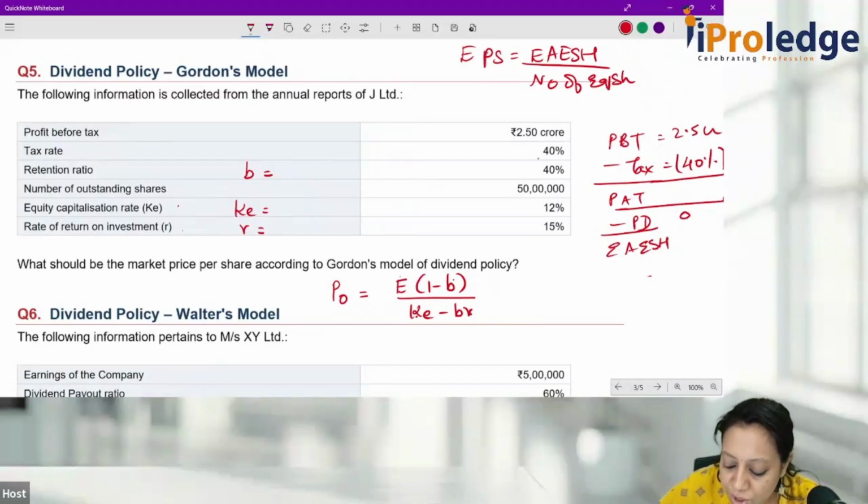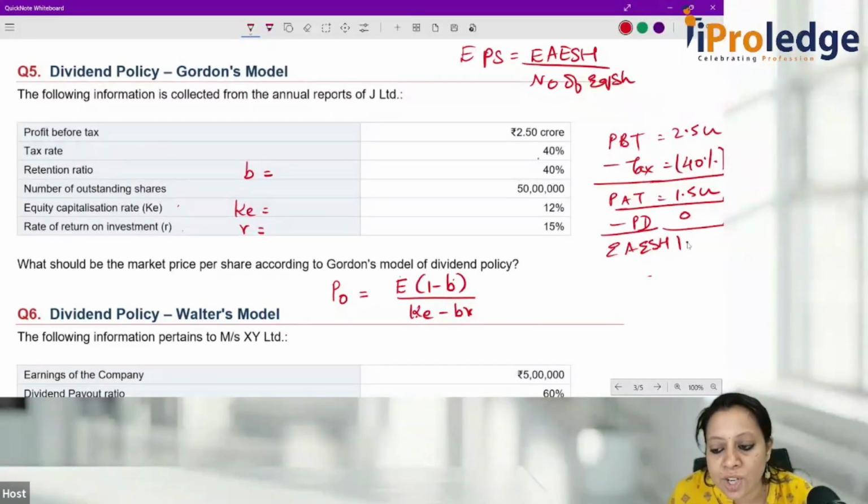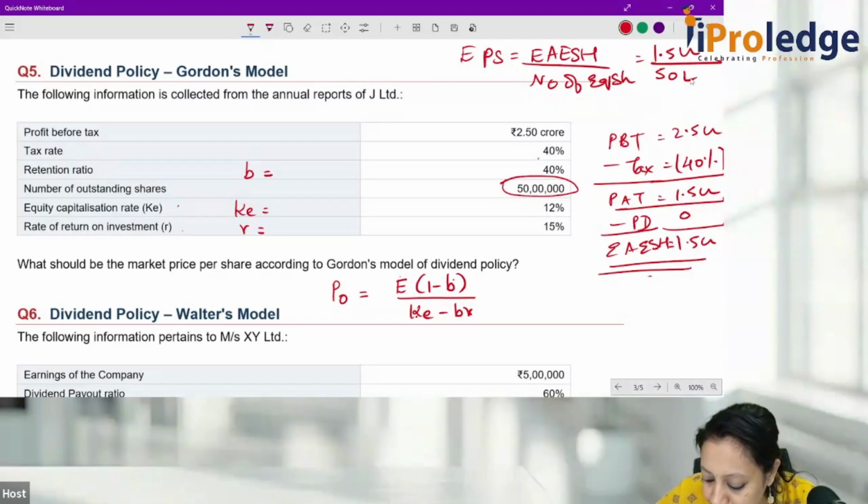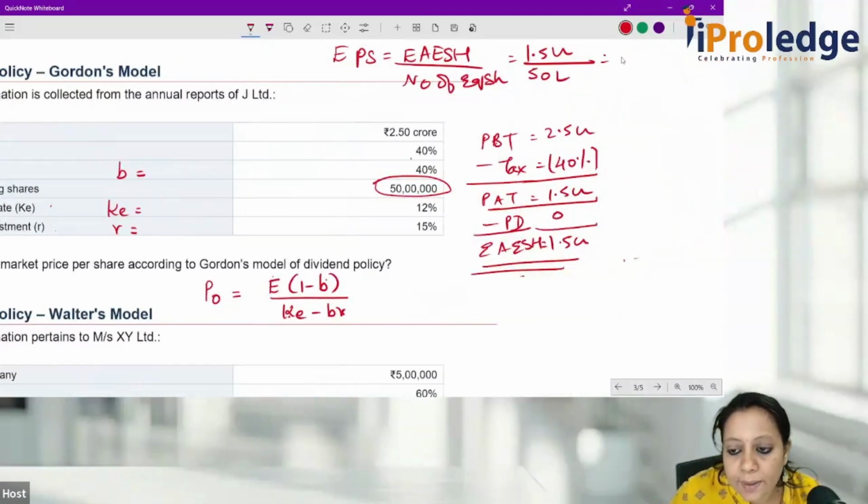So 2.5 crores into 60%, that is 1.5 crores, is the earnings available for equity shareholders because there is no preference dividend. So 1.5 crores divided by the number of equity shares, which is given to be 50 lakhs. So divided by 50 lakhs, we are getting 3. Right, students? Rupees 3 per share. That is the EPS. So we found out the EPS.